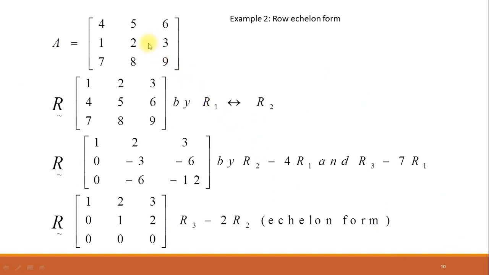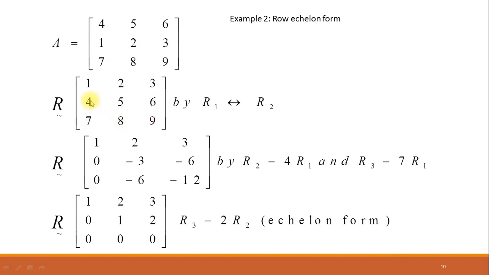Now here is another example. This is the matrix A: 4 5 6, 1 2 3 and 7 8 9. We want the row echelon form of this matrix. For this, again we need some elementary row operations. For example, interchange R1 and R2, we get 1 2 3, 4 5 6, 7 8 9.